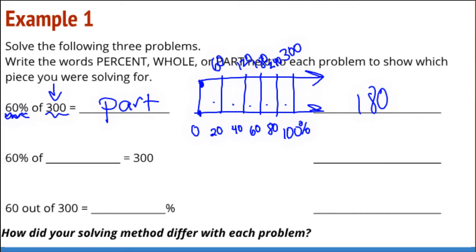Now, it would be really easy for a student to have a misconception that because it said 60% right here, I have to count by 60s. No, that is not why we counted by 60s. We counted by 60s because the 100% was equal to 300, and the 300 got divided into 5 pieces, and 300 divided by 5 is 60. And I can see that 180 is equal to 60%.